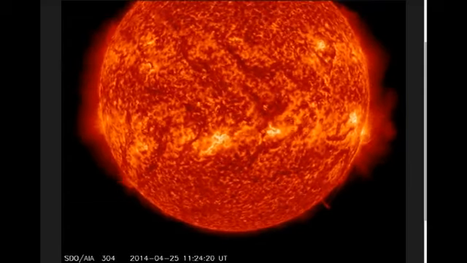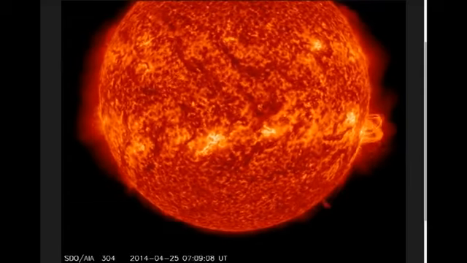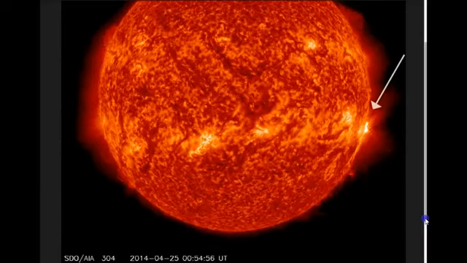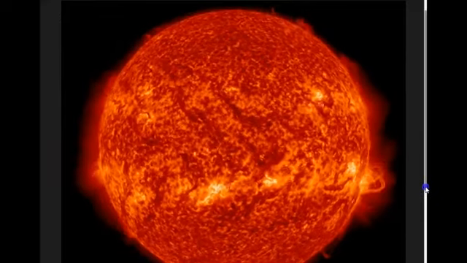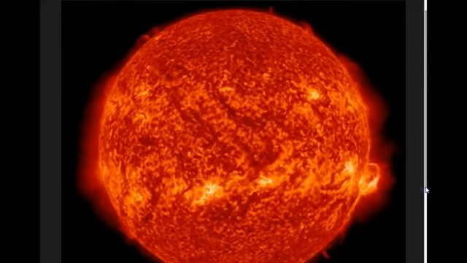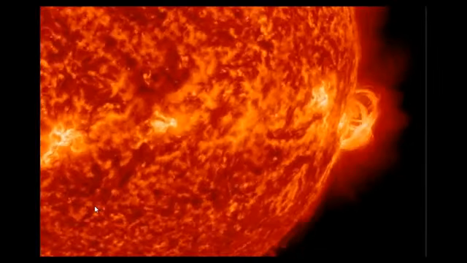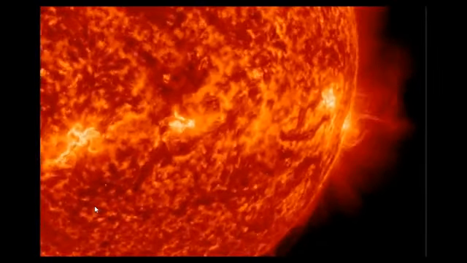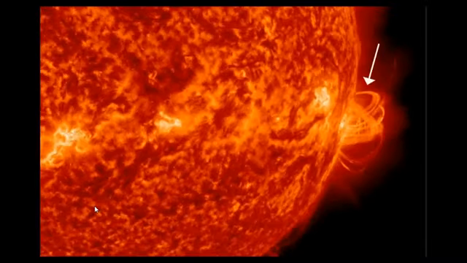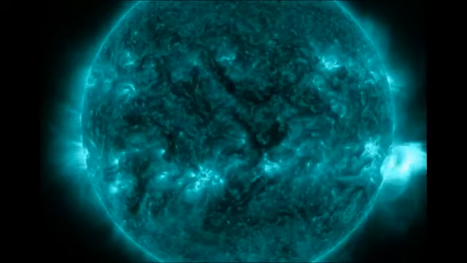April 25th, 2014. These are Earth-facing images from the Solar Dynamics Observatory. There's your flare that we had before midnight. They now have it as a 1.3. Also, after that, notice the magnetic activity over this sunspot. Giant looping lines of magnetism there. It looks like the symbol for the atom.